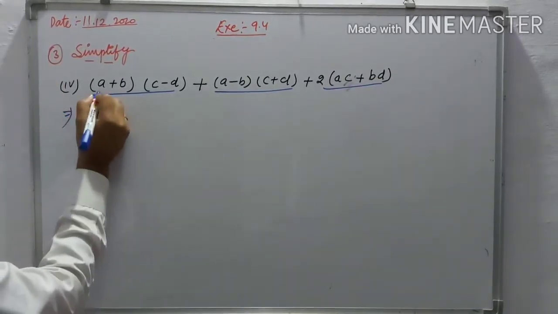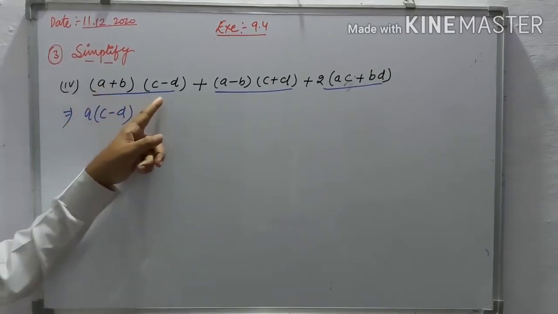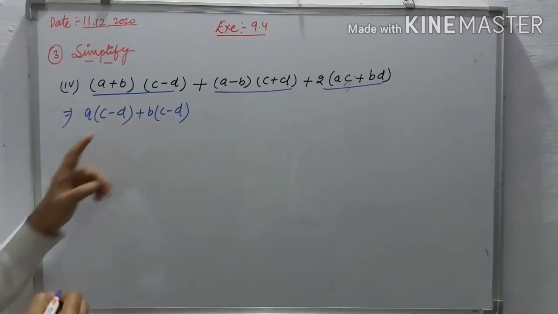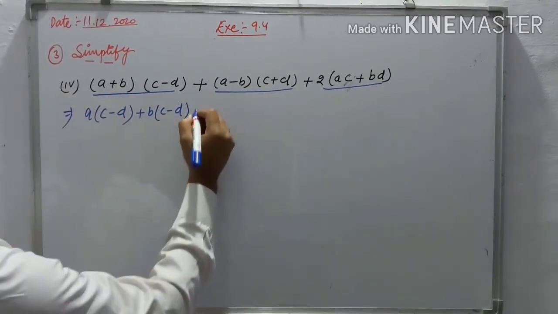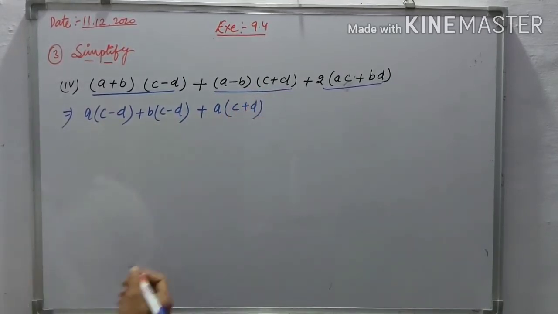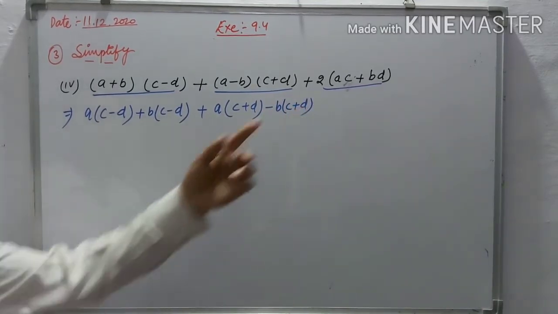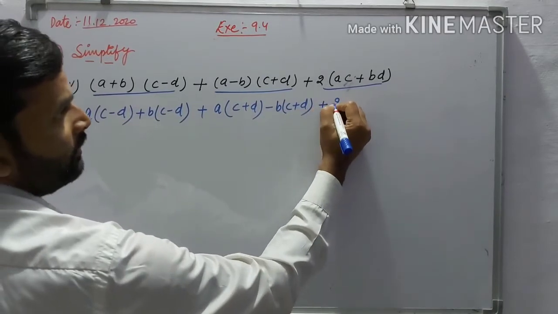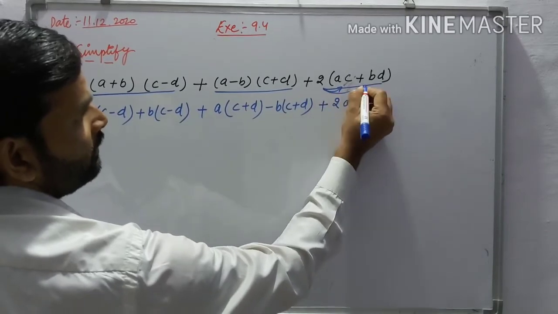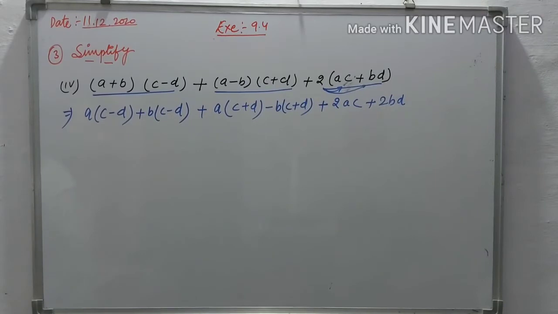The first will be write a c minus d, first number second bracket, plus b c minus d, b c minus d. Next is a c plus d minus b c plus d. Here 2 multiply ac means 2ac, plus 2 multiply bd is 2BD, means the third bracket is solved.